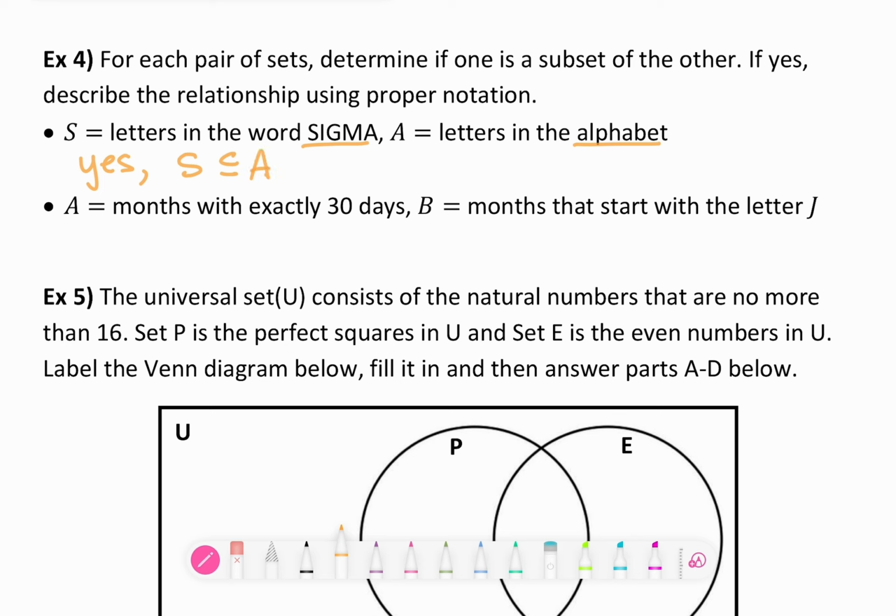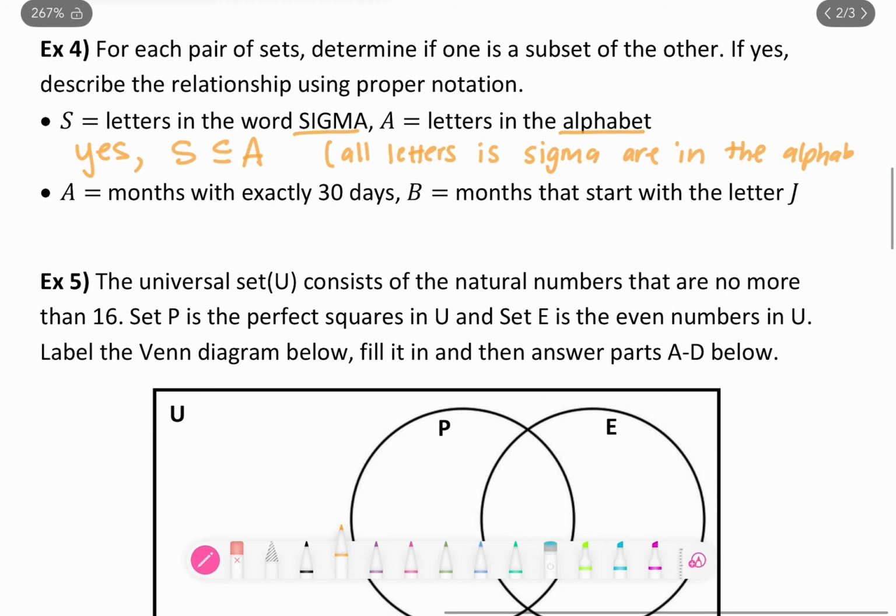Remember, subset is like this backwards sideways U with a line under it. Okay, and that's because all the letters in sigma are in the alphabet. Okay, and that's the reason why. All right, let's look at this next one.